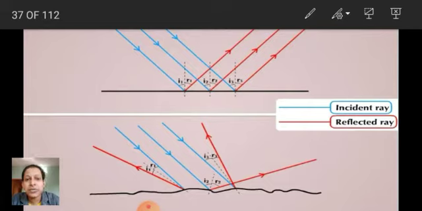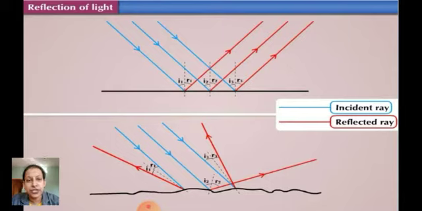Today, let us proceed further with the next part of the lesson, that is, the regular and irregular reflection, as well as reflection of the reflected light and the use of this reflection of reflected light.